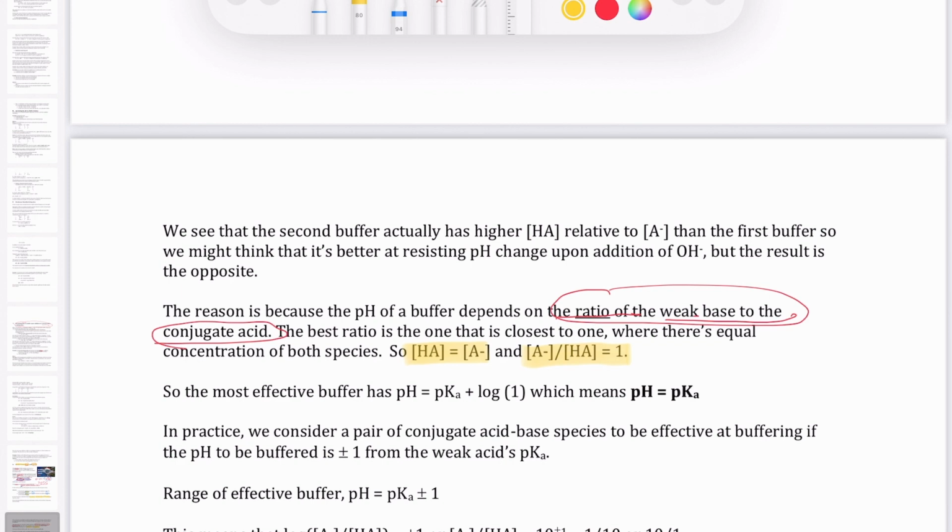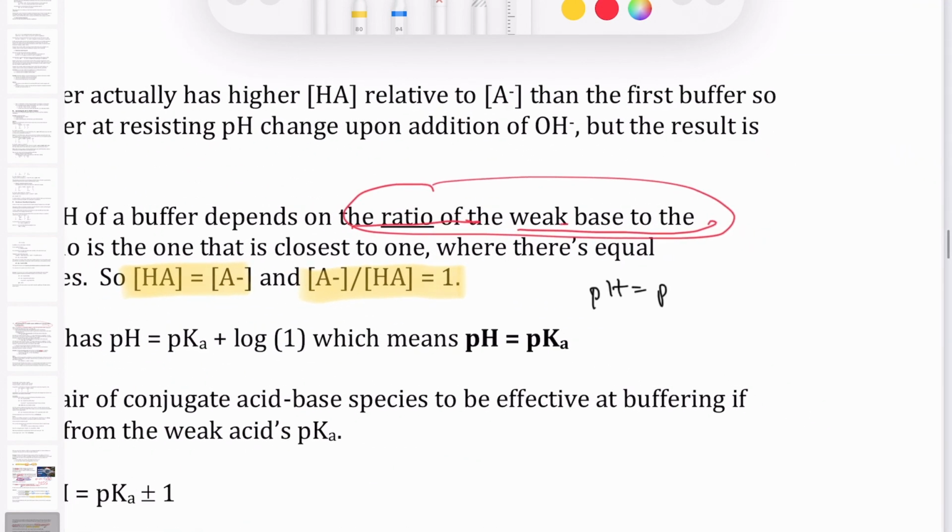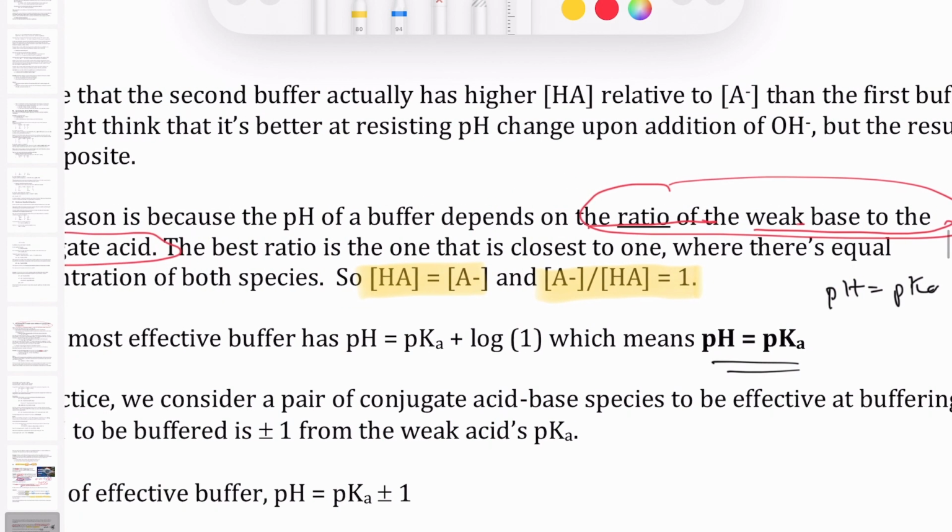So in other words, for the most effective buffer, think about substituting that back into your Henderson-Hasselbalch equation: pH is equal to pKa plus the log of A minus over HA. If A minus is equal to HA, then this ratio becomes just 1, and the log of 1 is 0. So that means that the most effective buffer is when its pH is equal to its pKa. So if you want to make a buffer that is the best at resisting pH changes, you have to find an acid whose pKa is the same as the pH that you're trying to buffer.